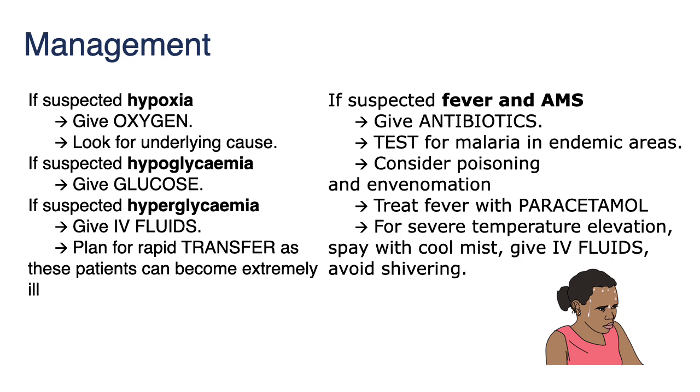Management of a patient with altered mental status: when there is hypoxia, give oxygen and treat the underlying cause. When there is hypoperfusion, give IV fluid and treat the underlying cause. Patient with hypoglycemia, you give glucose. If they are conscious and they can take orally, you can do that. Otherwise, you have to give IV glucose.